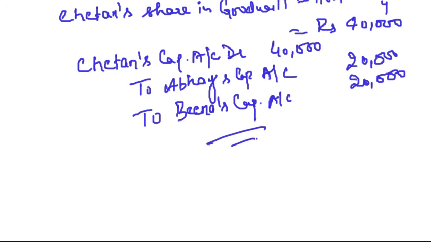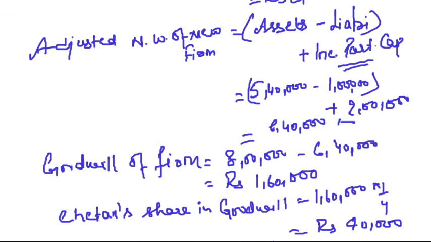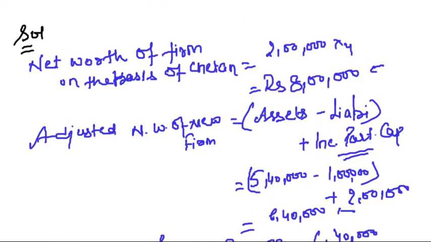Right? So this is how we are going to treat this hidden goodwill. We will identify the amount of hidden goodwill, we will identify the new partner's share in that hidden amount which he has to pay to the old partners. The old partners must be compensated for their sacrifice. Clear?